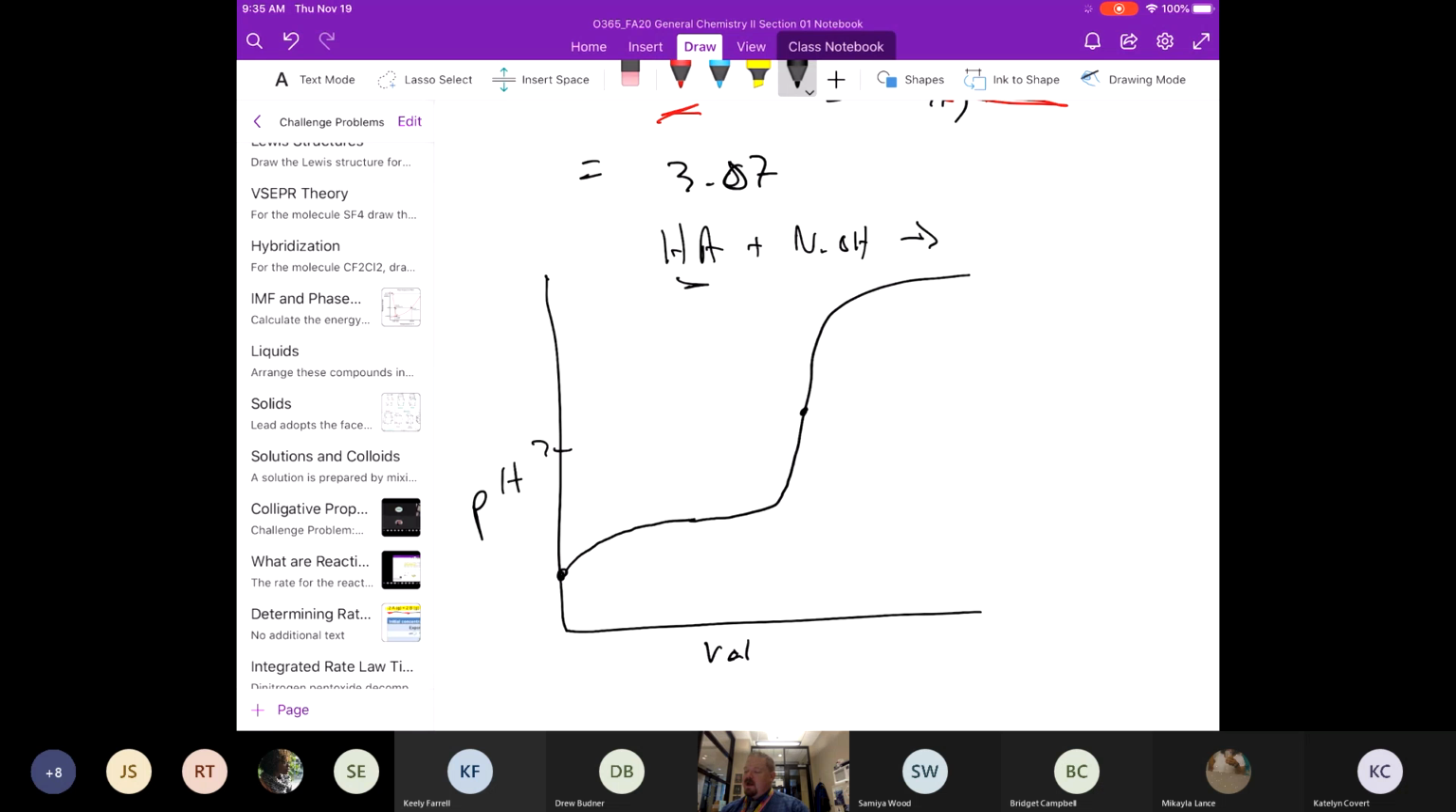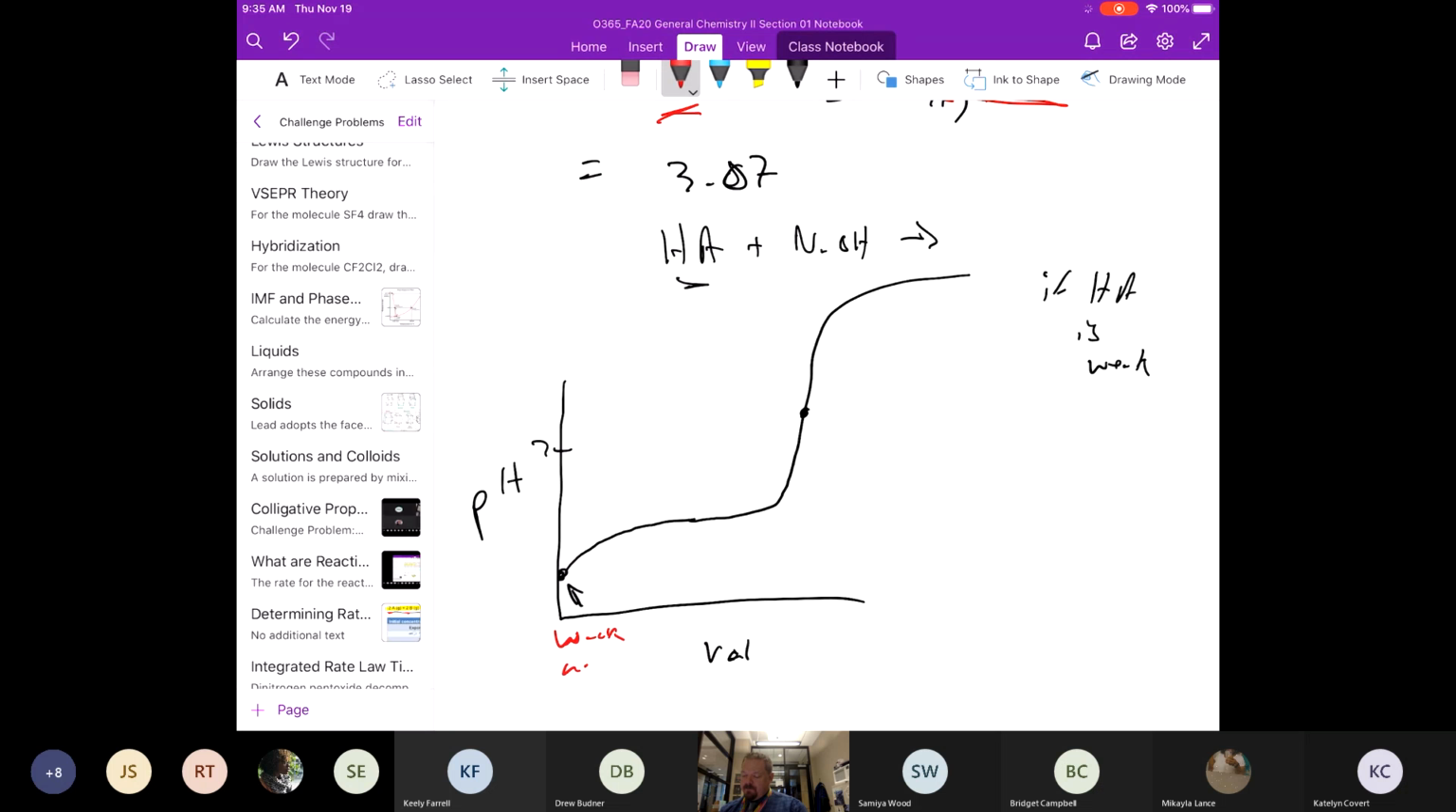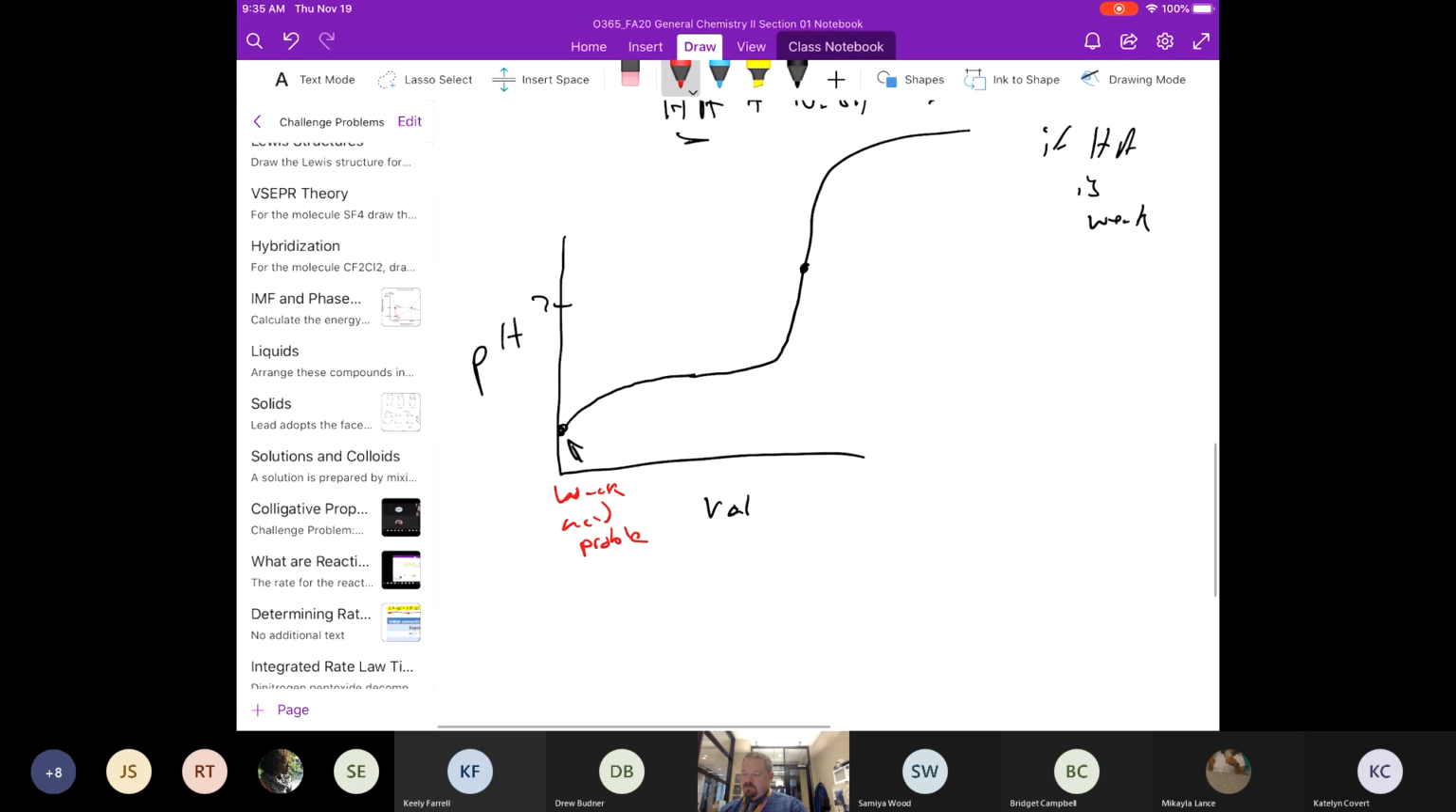Right? So if the HA is weak, then this point here, this pH is going to be a weak acid problem that we've done before, which is an ice table.